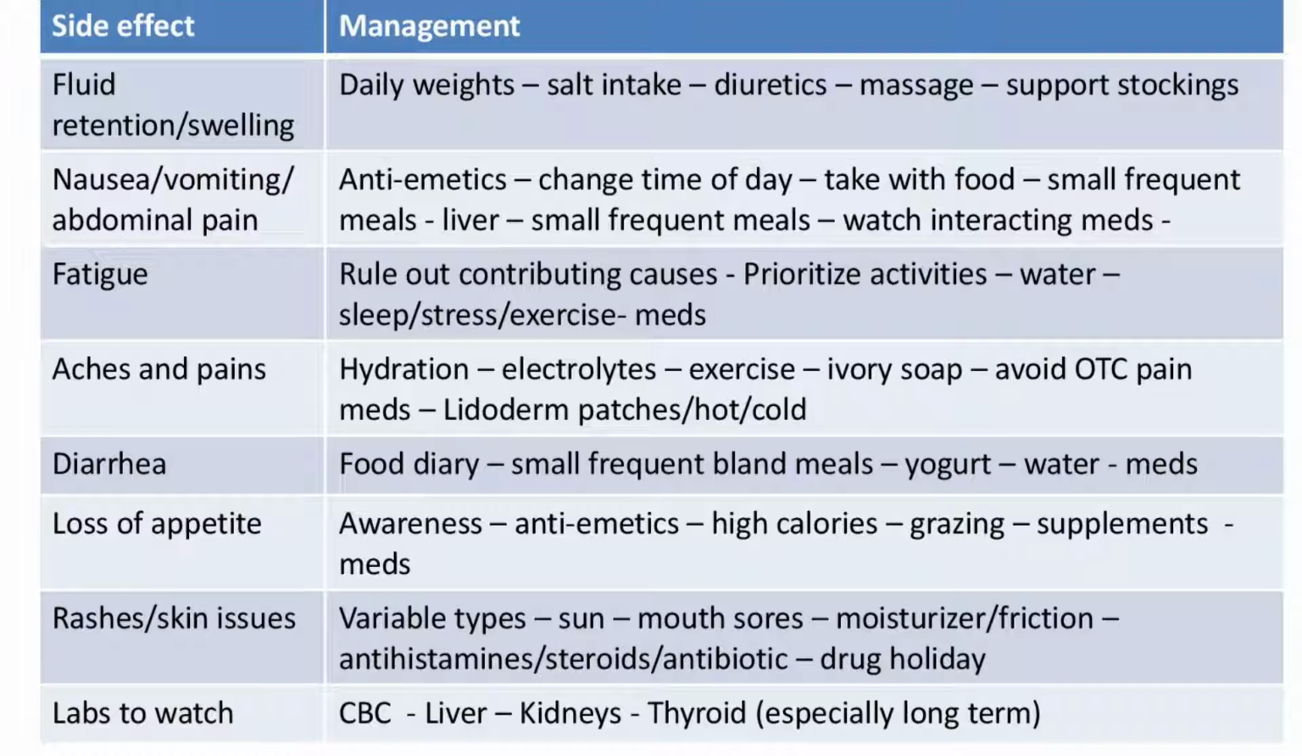For aches and pains, there's a lot of tricks that people have come up with, including ivory soap tied to the foot of the bed. I've not personally tried that one, but tonic water. Diarrhea, we're fine with probiotics or yogurt that can oftentimes help with the diarrhea. Again, with the small frequent meals, keeping a food diary so we can try to track down exactly what's bothering you. The rashes, we talked about hand-foot syndrome a little bit.